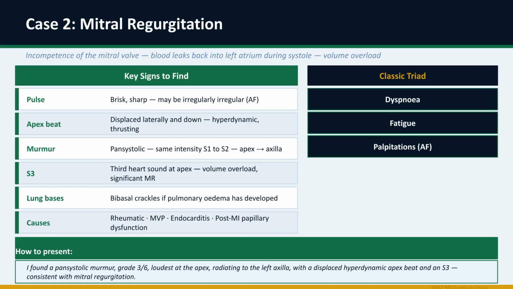Case 2 is mitral regurgitation, a volume overload condition. Signs include a brisk pulse, displaced hyperdynamic apex beat, and a pansystolic murmur radiating to the axilla. An S3 gallop suggests significant MR. Lung bases may have bibasal crackles. The classic triad symptoms are dyspnea, fatigue, and palpitations. Your presentation should cover the pansystolic murmur, location, radiation, apex beat, and S3.